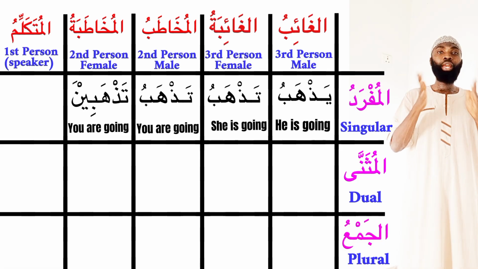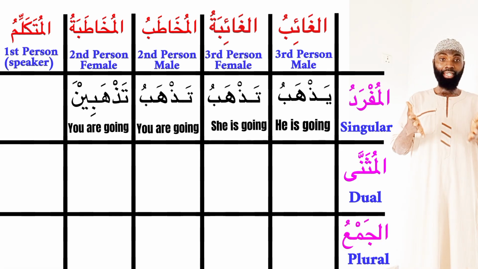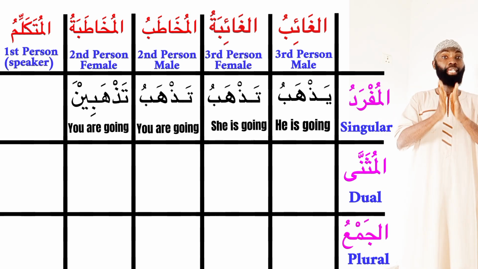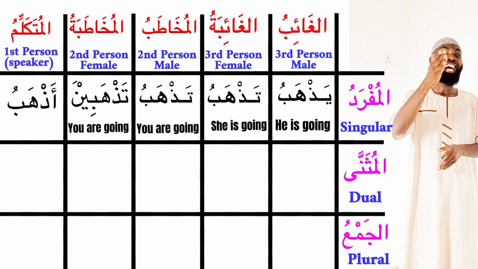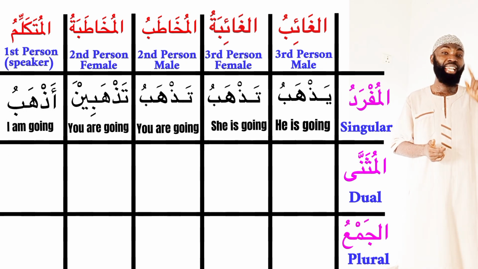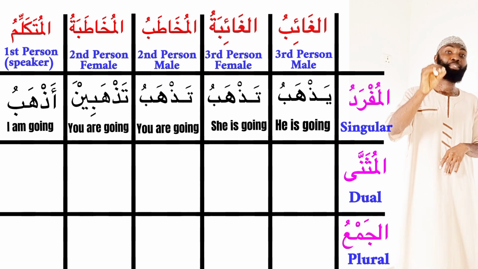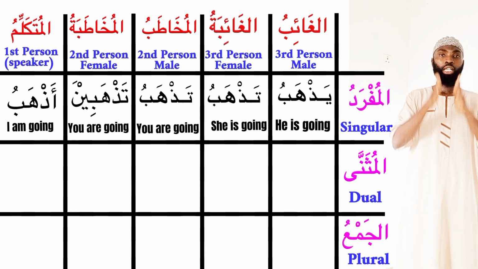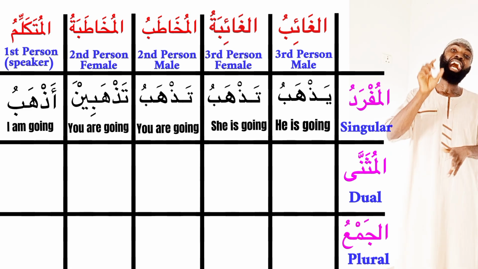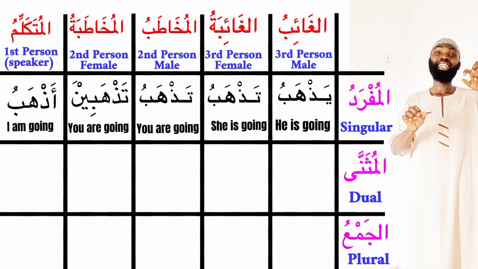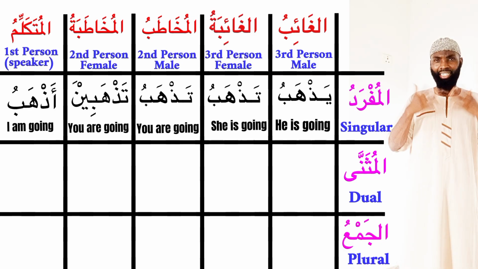Now to the last column we have the first person, which is the speaker. This person speaking now, myself in front of you speaking. If I want to say I'm going, I will simply say adhabu. You can see this particular one is beginning with hamza. This shows that for the first person, singular, you use hamza. So that's why I say adhabu. Hamza attached to the beginning. Adhabu, I am going. This is good.